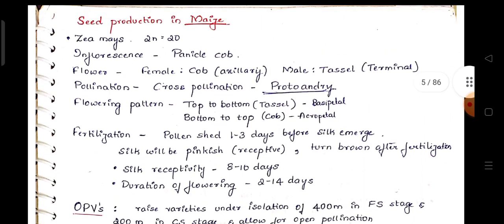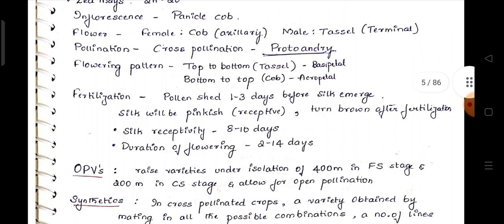Coming to seed production in different crops, the first one is maize. Maize is Zea mays. The chromosome number is 2n = 20, diploid. Inflorescence: panicle or cob. Flowers: female is cob, axillary; male is tassel. Pollination is cross pollination, and it is protandry, meaning the androecium matures first, then the gynoecium. Flowering pattern: top to bottom, that is the tassel, basipetal; bottom to top, that is the cob or female part, acropetal. This you should remember. In the male part it is basipetal, and in the female it is acropetal. Acropetal is bottom to top, meaning upward.